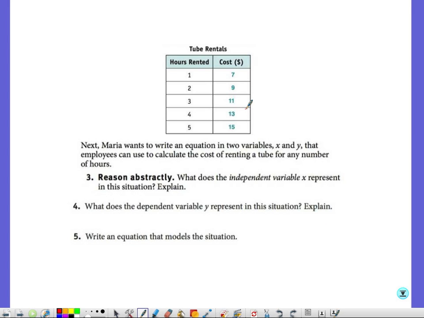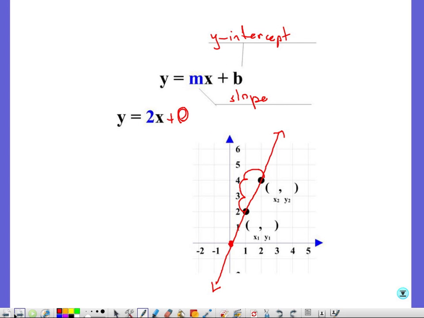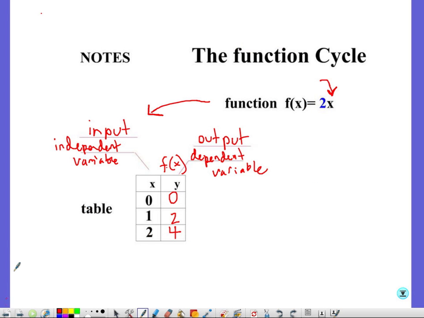Continuing on, next Maria wants to write an equation in 2 variables, x and y, that employees can use to calculate the cost of renting a tube for any number of hours. Question number 3. What does the independent variable x represent in this situation? So going back to your function cycle notes, remember that the independent variable was represented by the first column, which is our x variable, and the dependent variable is represented by the second column, which is the y variable.